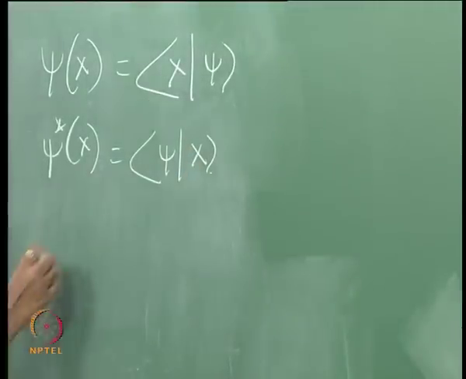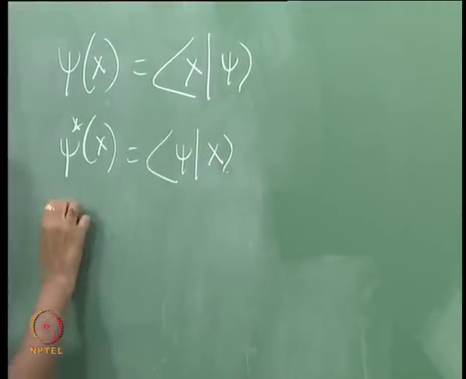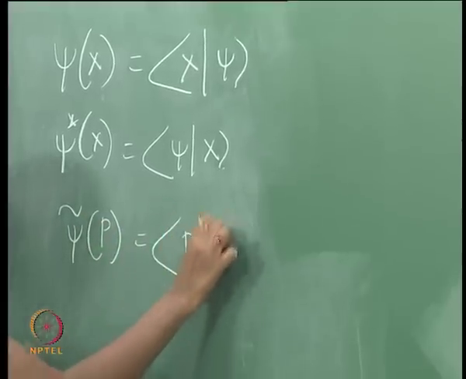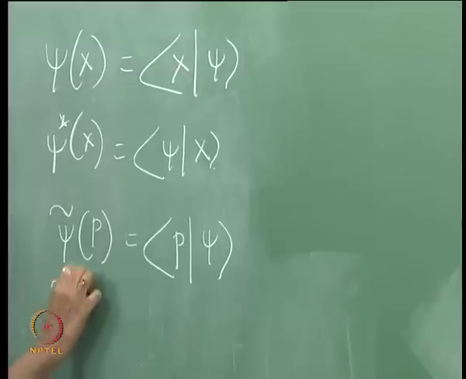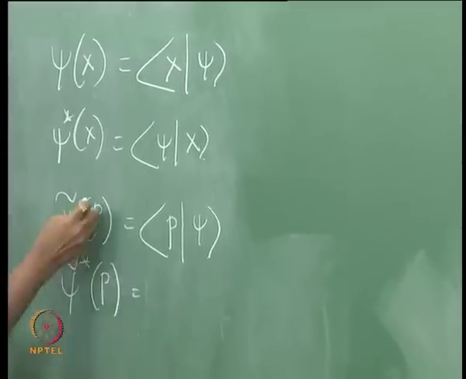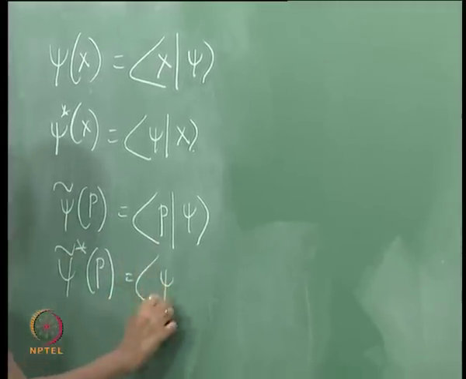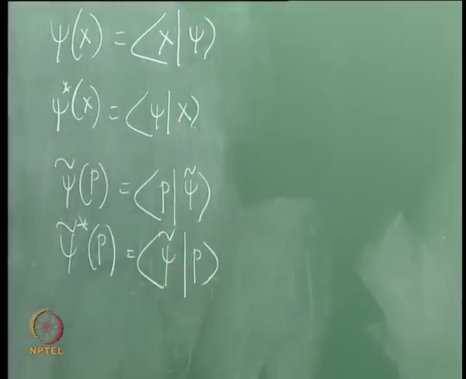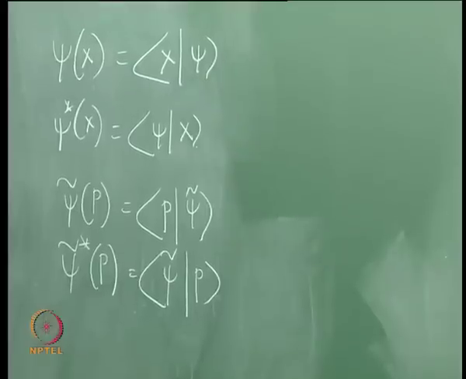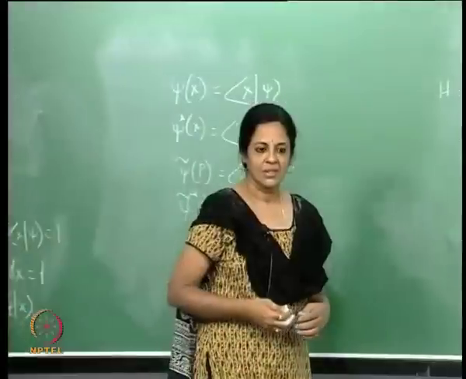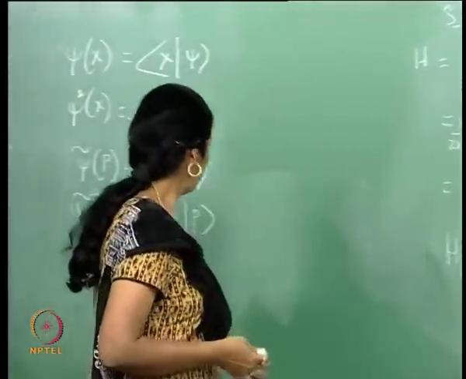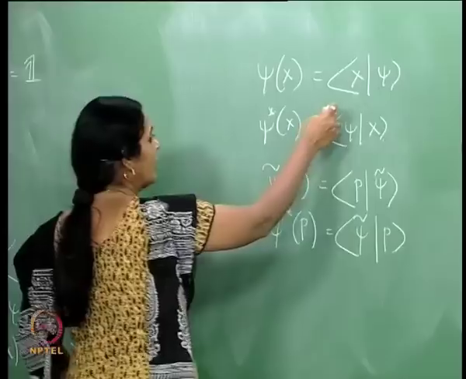Similarly, if I were looking at the momentum representation, psi tilde of p is ⟨p|psi⟩. Psi star tilde of p, which is the complex conjugate, is ⟨psi tilde|p⟩. So this is the way we represent functions, either as functions of position or as functions of momentum. This is a very crucial input.